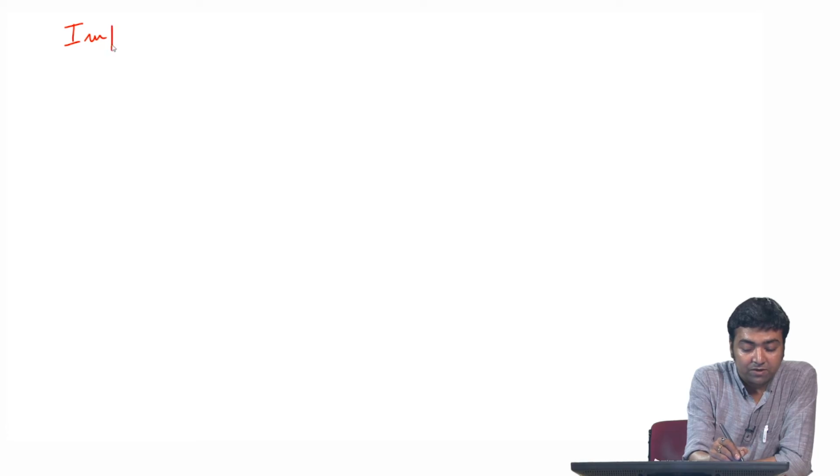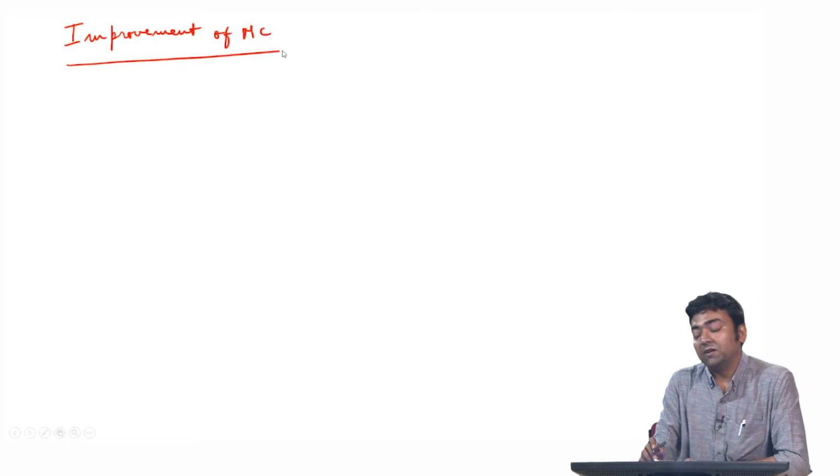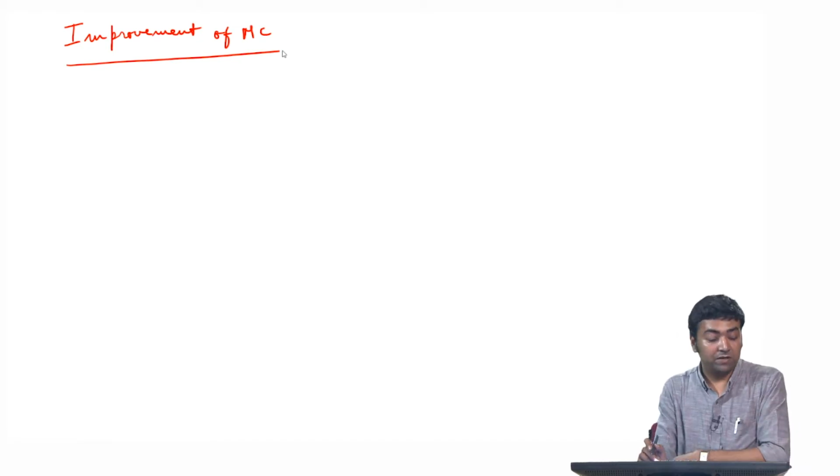There are other, more sophisticated ways of improving the random numbers. So, let us look into that. What we are going to discuss now is improvement of Monte Carlo integration. So, what does one mean by improvement of Monte Carlo integration?